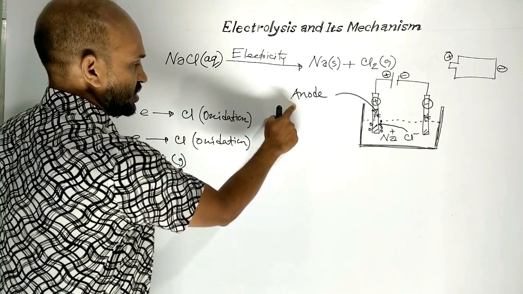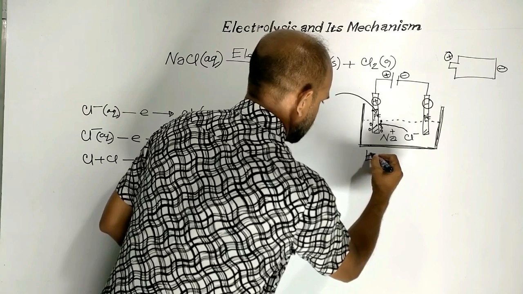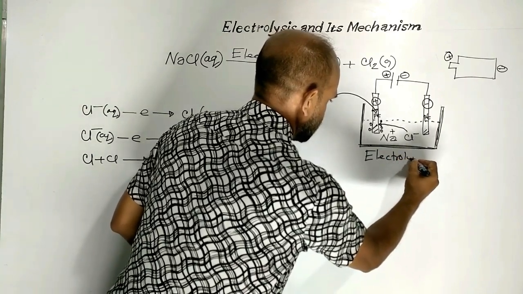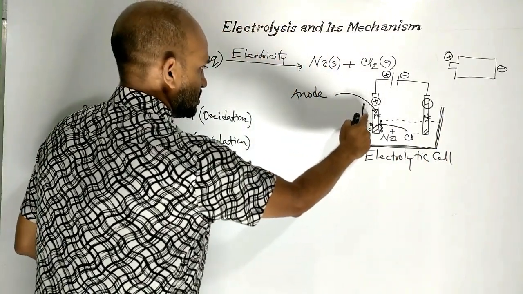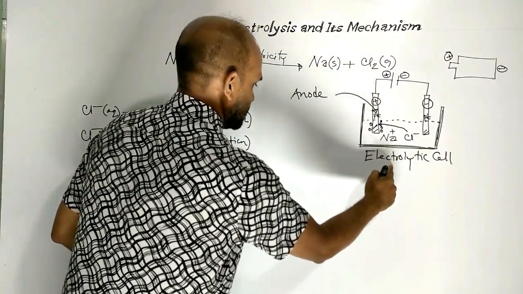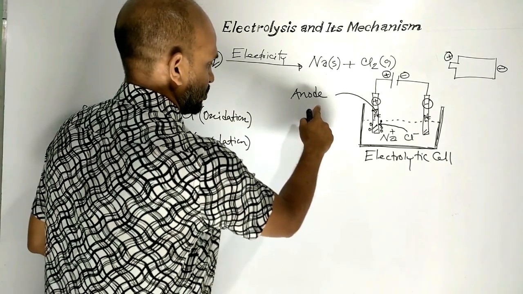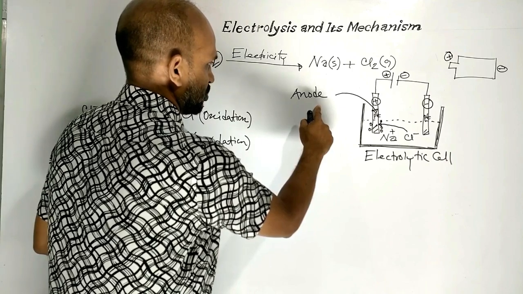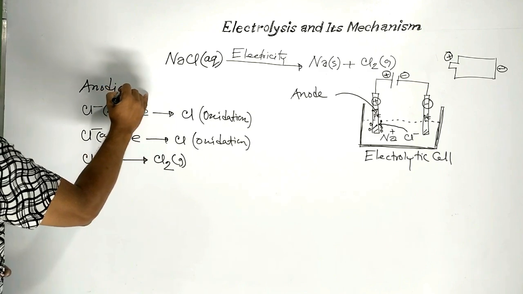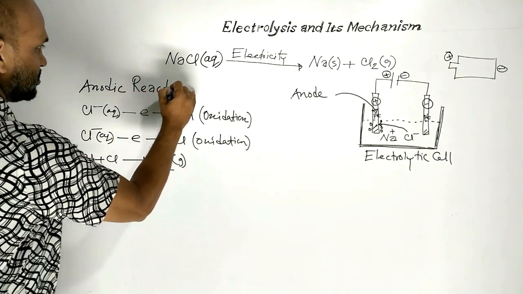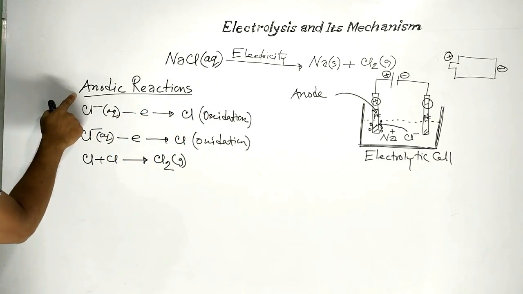What is the definition of anode? The metallic bar in an electrolytic cell in which oxidation occurs is called the anode. This is the definition of anode. So, we can write here anodic reactions, or reactions at the anode.